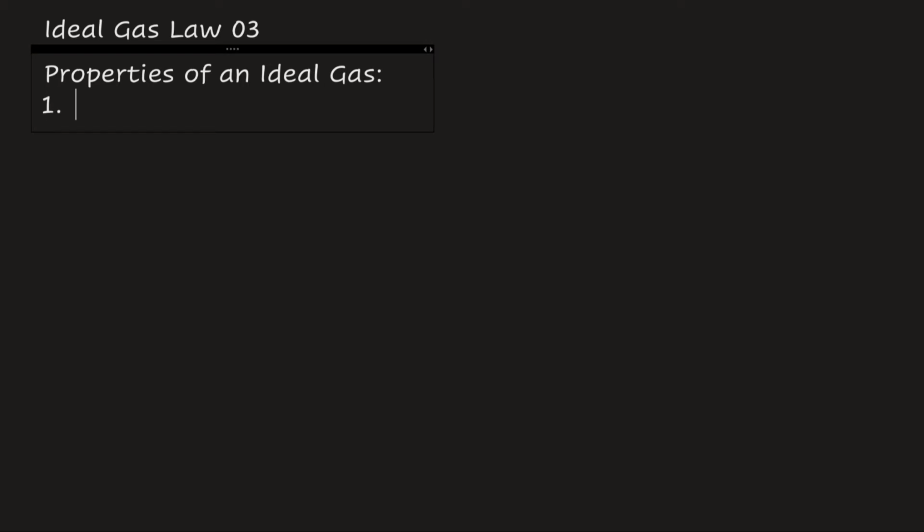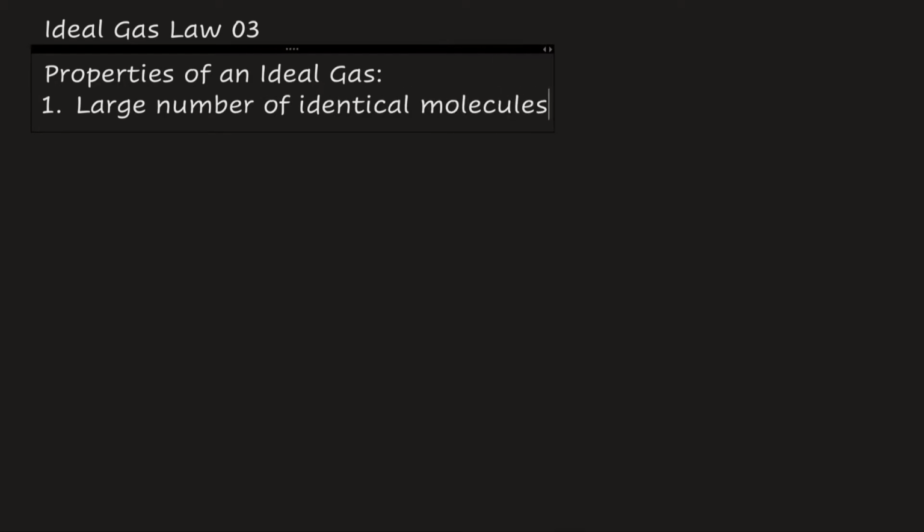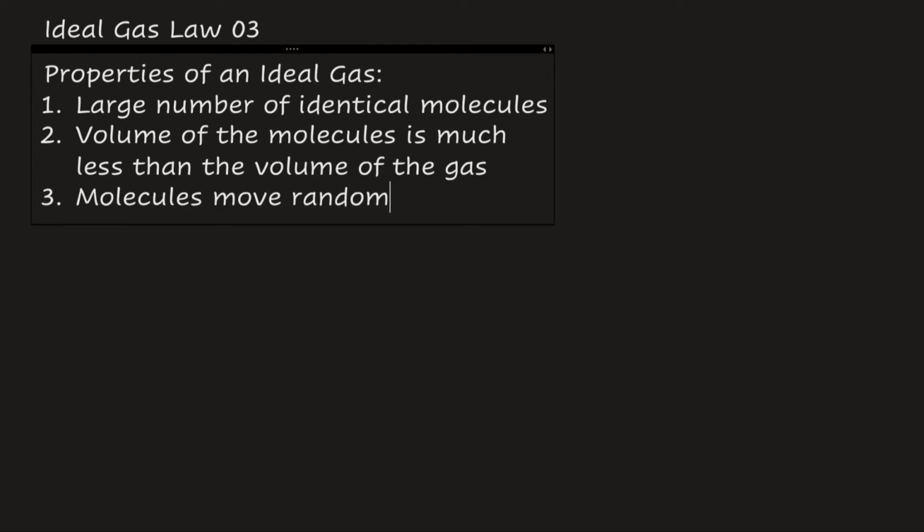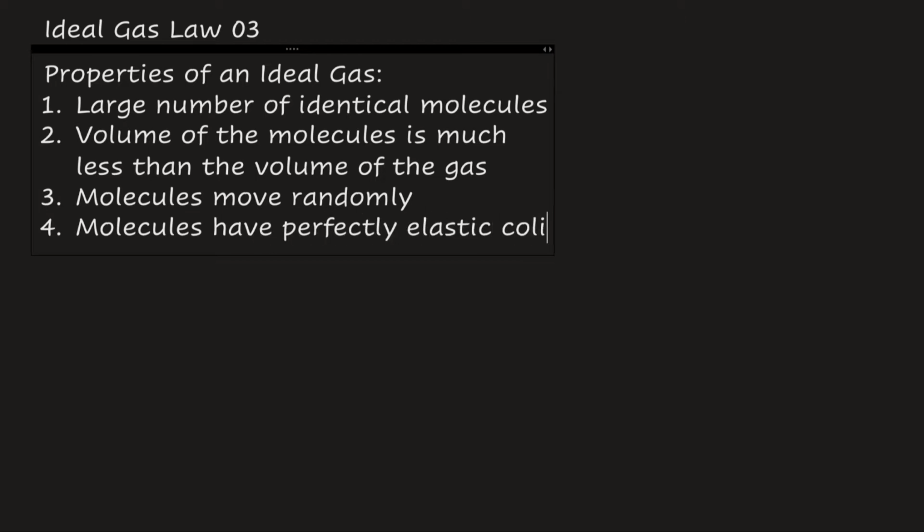First, the ideal gas must have a large number of identical molecules. Second, the volume of the molecules must be much less than the volume of the gas. Third, the molecules move randomly. And lastly, the molecules must have perfectly elastic collisions.